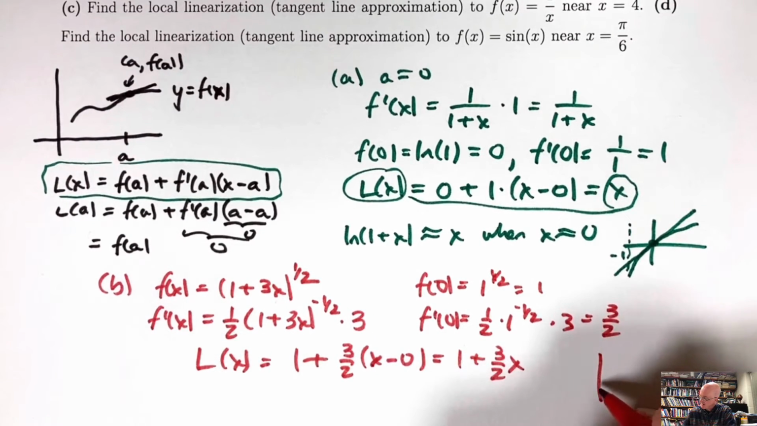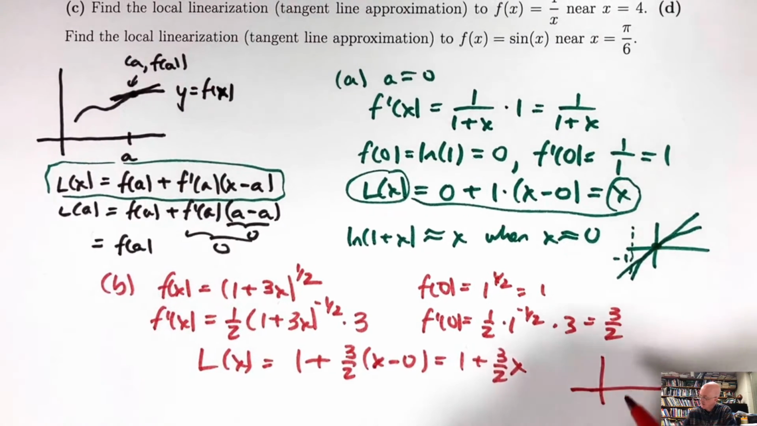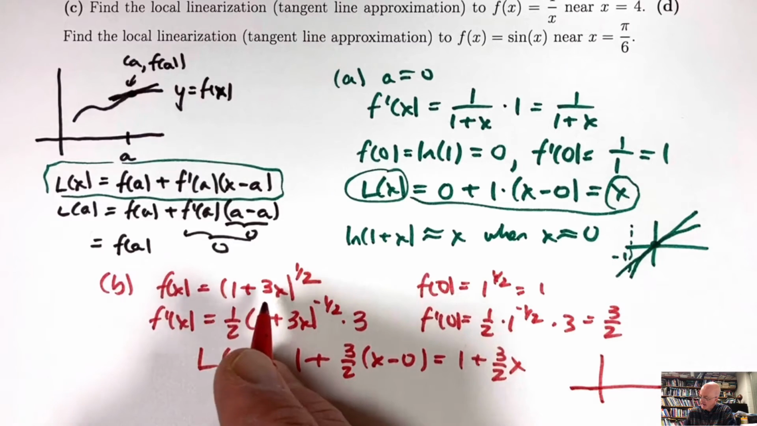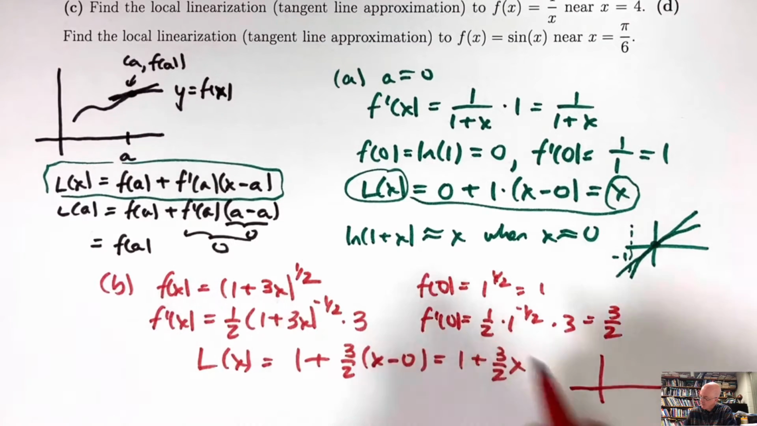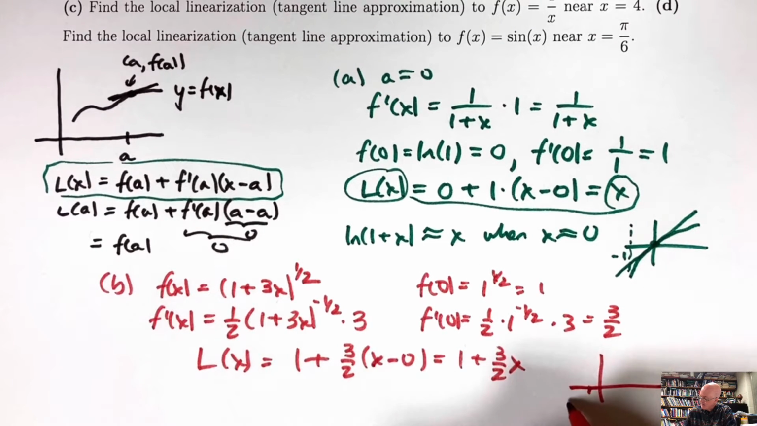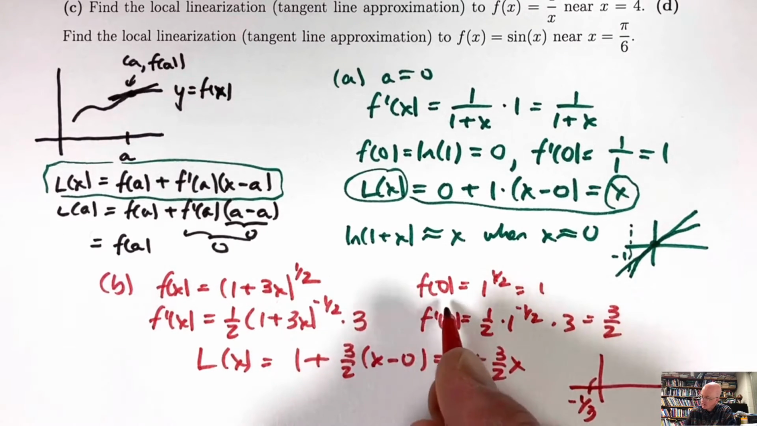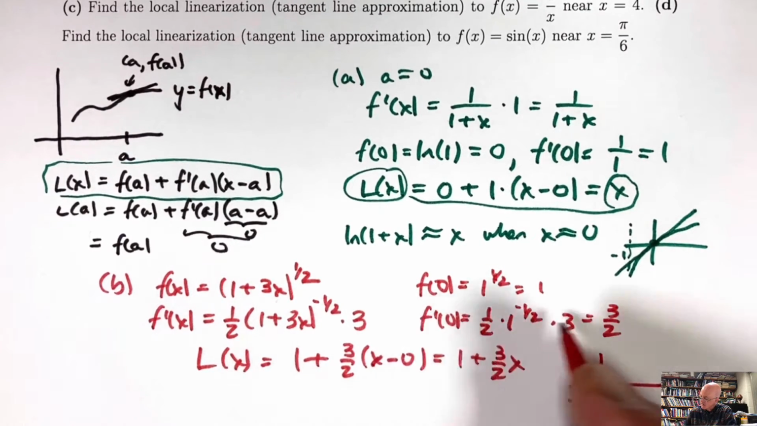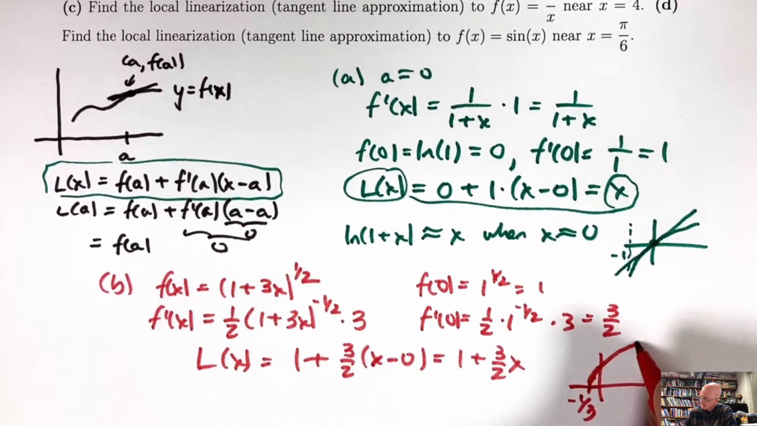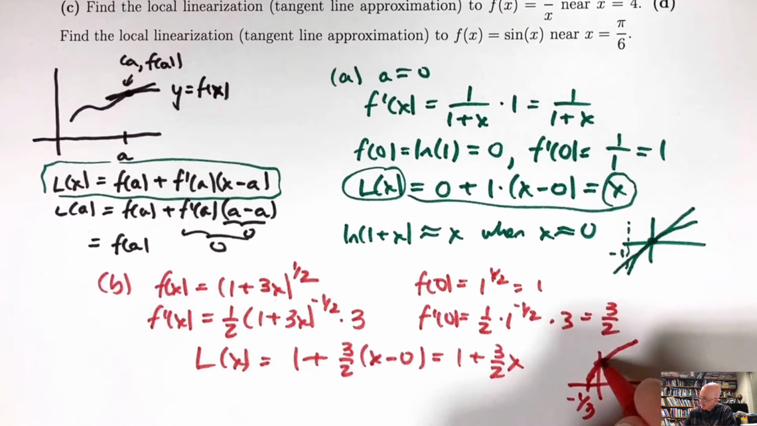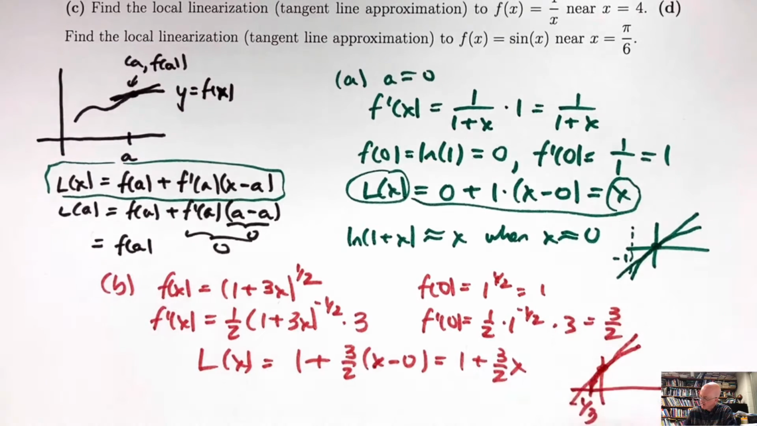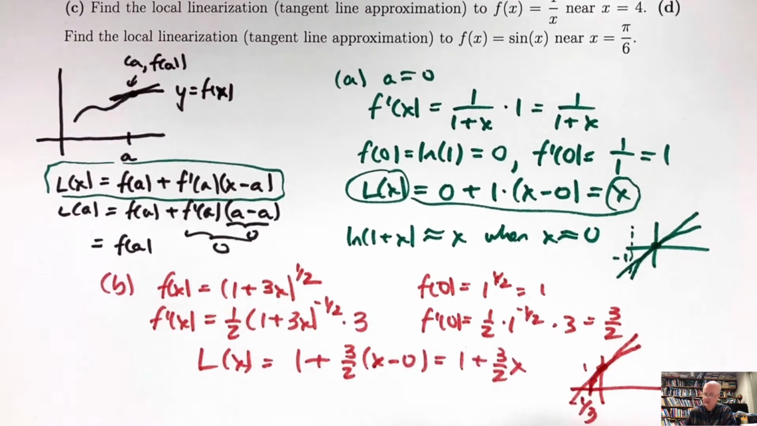If you graph this square root function near x equals 0, technically its domain goes to x equals negative 1/3, and so that's going to be negative 1/3 there. And the graph is going to go up. The value at 0 is 1, and the slope at 0 is 3 halves. It looks about like this, and the tangent line approximation at this point looks about like that. That's got a vertical intercept at 1 and a slope of 3 halves.